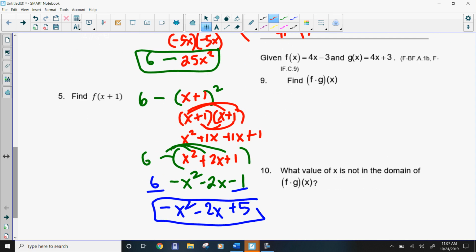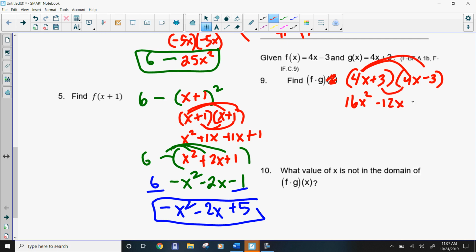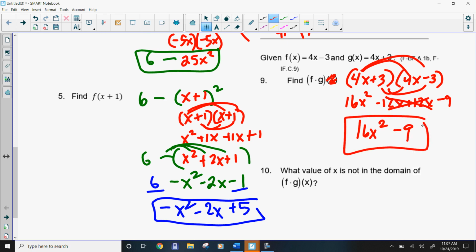Okay, next, this says to multiply, so (4x + 3) and (4x - 3). It has to be in parentheses. So we're going to get 16x squared minus 12x plus 12x minus 9. So we have 16x squared, these cancel, and then we have minus 9. That's our answer.